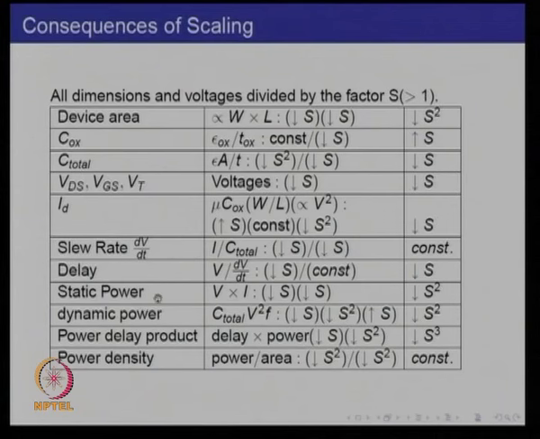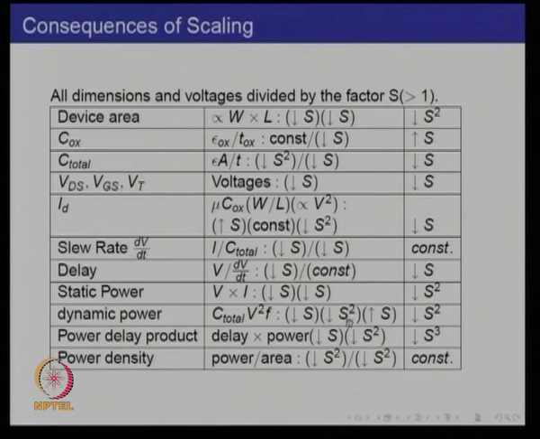The static power, which is the product of voltage and current, goes down by the factor S squared, and the dynamic power is C times V squared times frequency. Notice that because the delay has gone down by S, we will now operate our transistors at a frequency which is higher by S. So, the total capacitance goes down by S, this we had seen here.